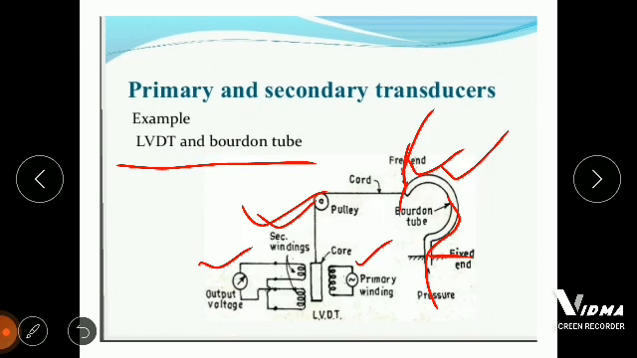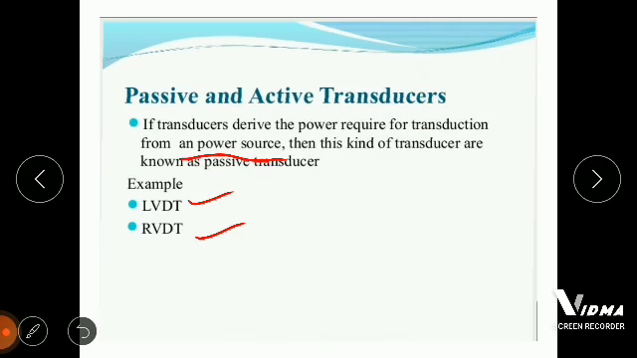In the same way in RVDT, that is resistance variable differential transformer, we are putting the resistance in the primary side to increase or decrease the voltage level of the transformer. In the same way we can vary the voltage over there. So we are giving the input voltage source to the transducer for its working. It is known as a passive transducer.